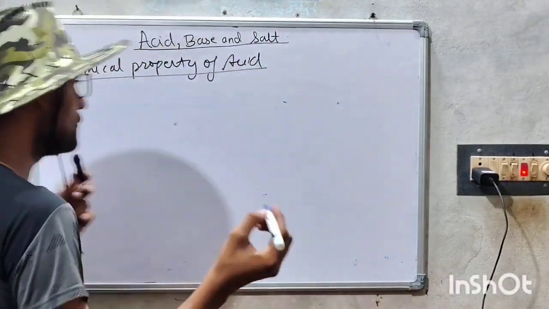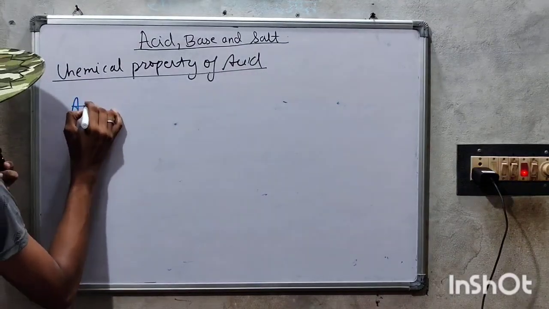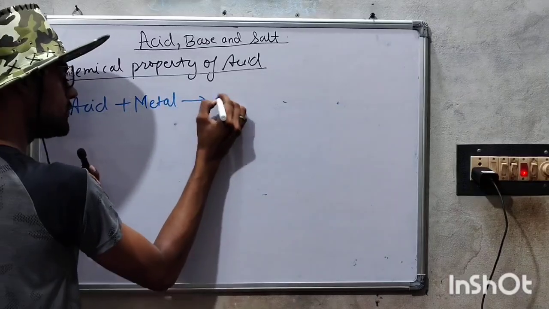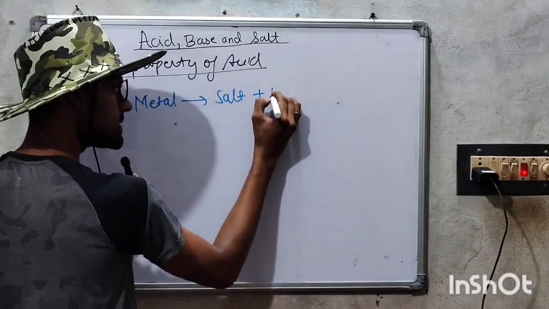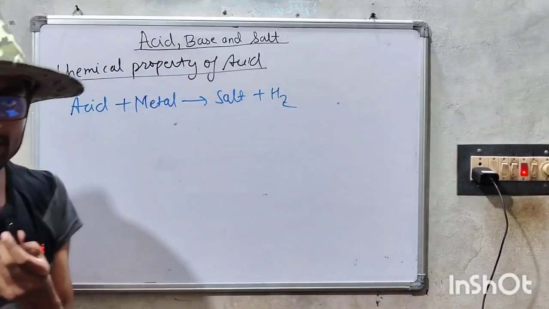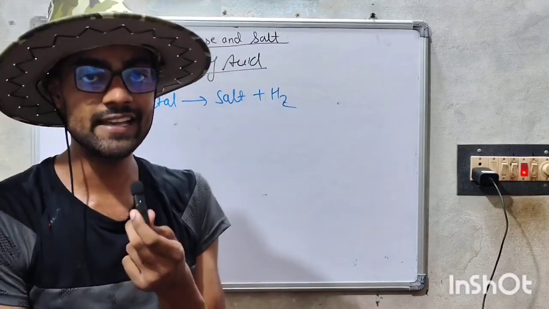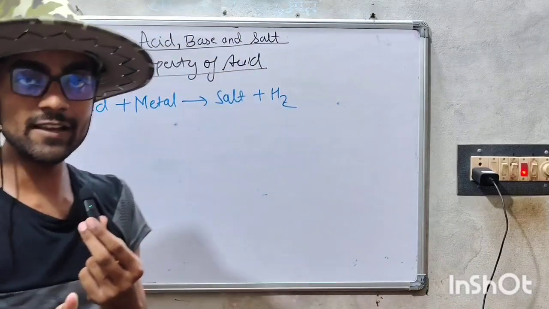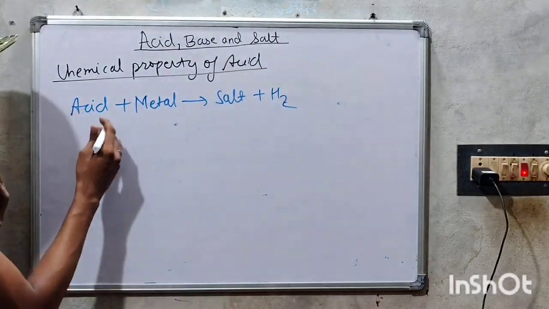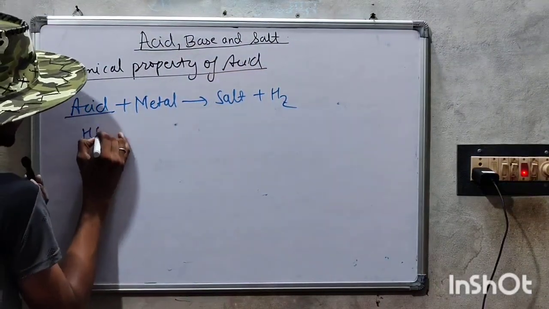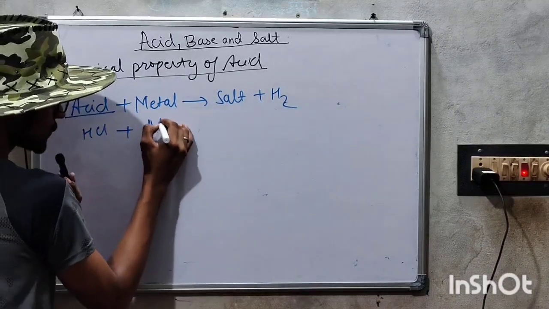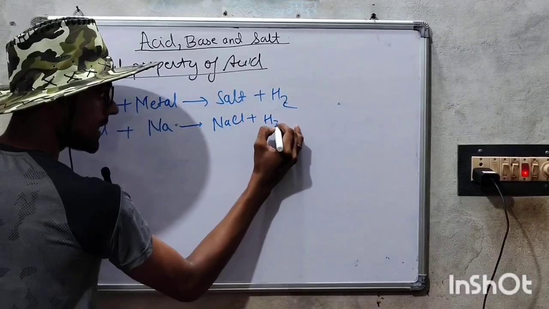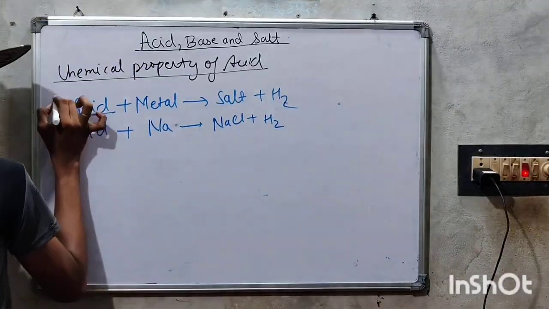First, when acid reacts with a metal, it always gives salt plus hydrogen. For example, let us take the acid HCl and the metal sodium. It will give NaCl, a salt, plus hydrogen. This is the first chemical reaction.